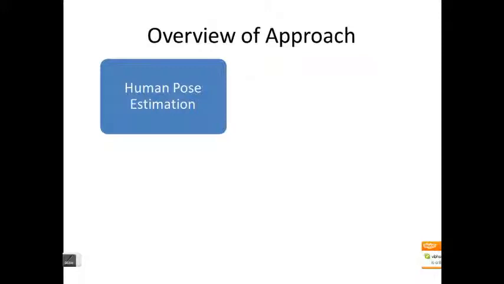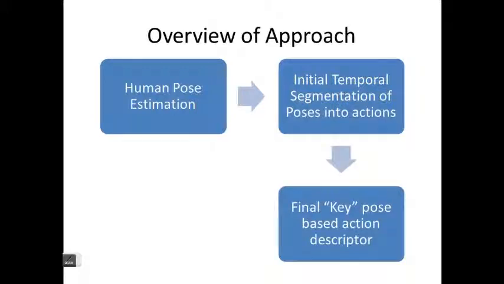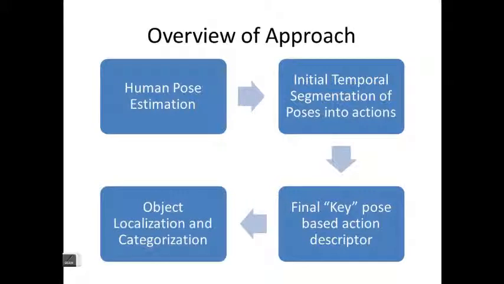So the overview of this approach goes as follows. We start off with human pose estimation. From those pose estimates across various frames in the video, you can do temporal segmentation of the video into various poses, and then you can use a series of poses to represent actions. So there's an initial segmentation of the poses, and then there's a clustering step where we define an action as a series of poses. And finally, using all of this information, we can do object localization and categorization.